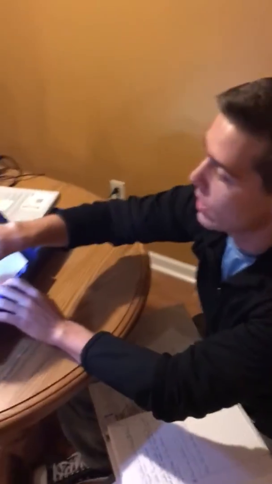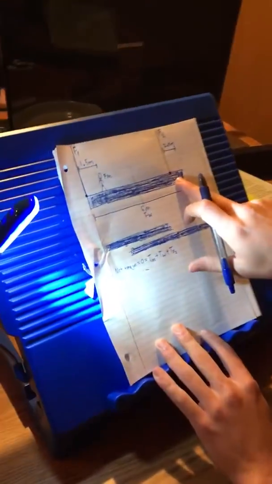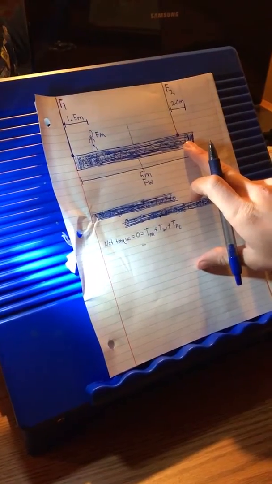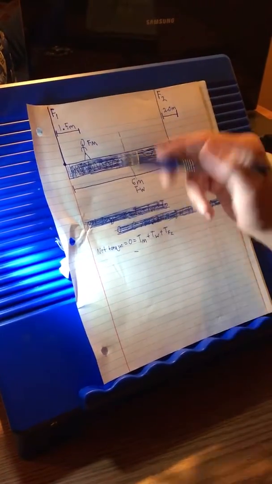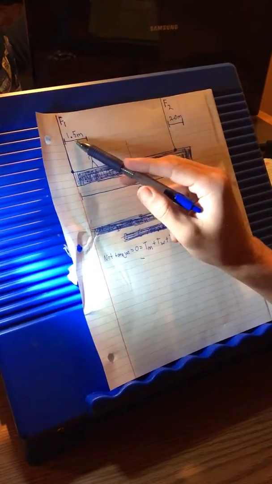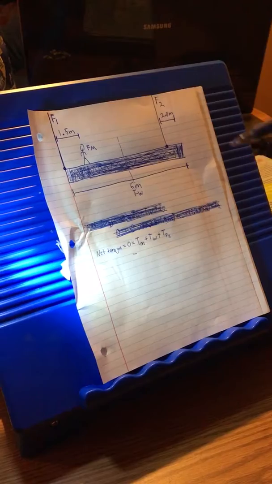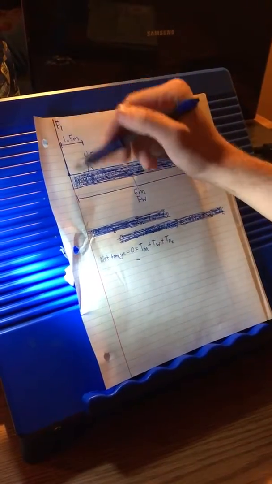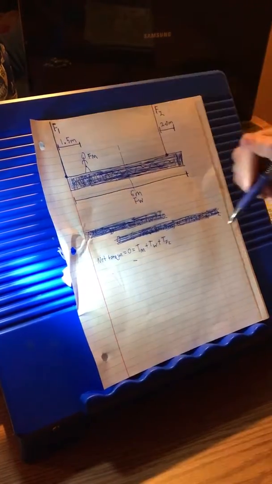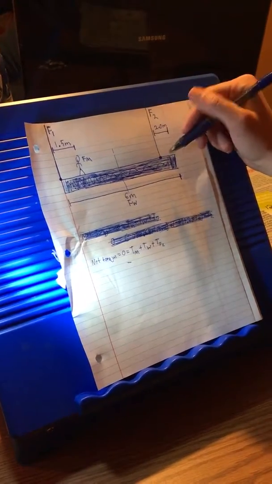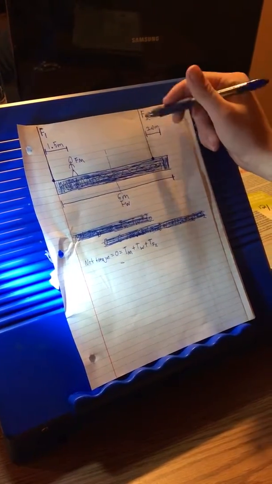So right here we have the uniform beam, 6 meters in length. It weighs approximately 51 kilograms. We have a man standing on this plank 1.5 meters from the left of it, and his weight is 81.6 kilograms. We also have this rope holding it up right here at a tension force, and we have a second rope holding it up on this side 2 meters away from the edge at a second tension force.